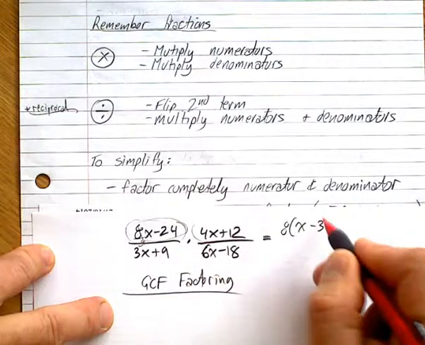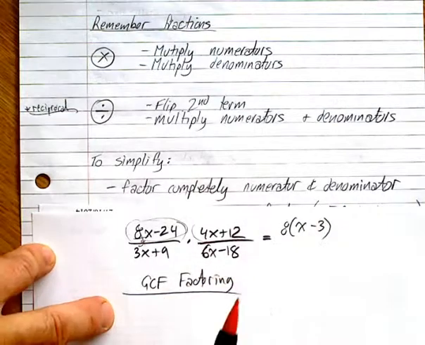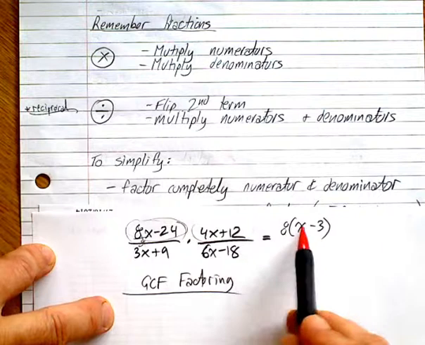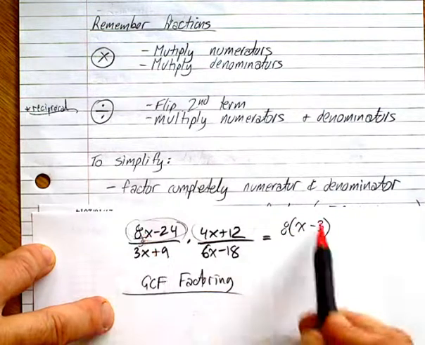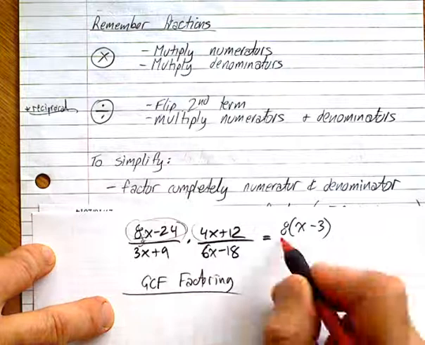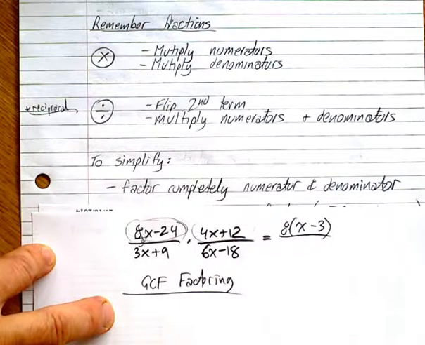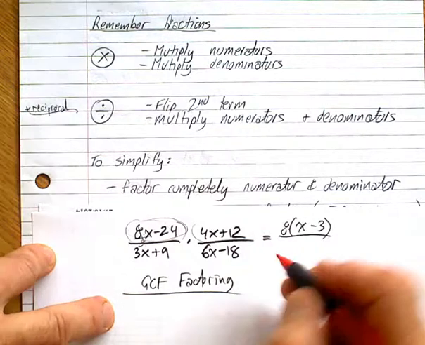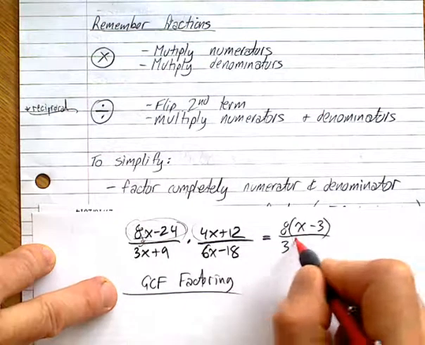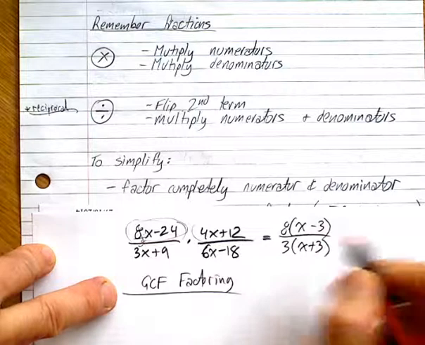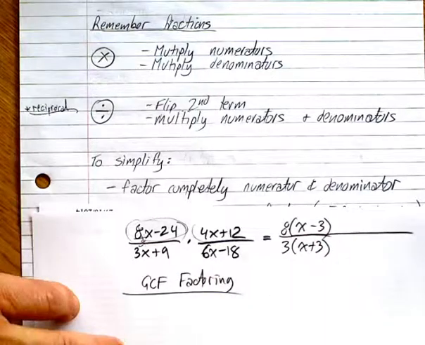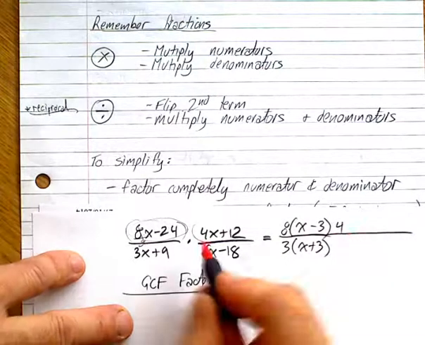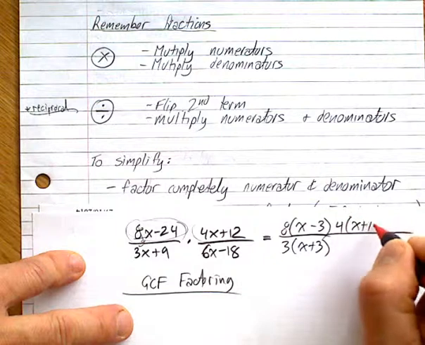If you're not sure if you have the right answer, multiply it out. 8 times x is 8x. 8 times negative 3, negative 24. Try and do the other ones. Pause the video and try to solve it yourself. I'm going to continue right now. I can take a 3 out of both. I'm left with x plus 3. And I'm going to put it all together on the top because it's all together now, right? I can take a 4 out. Boom. X plus 3. I can take a 6 out.